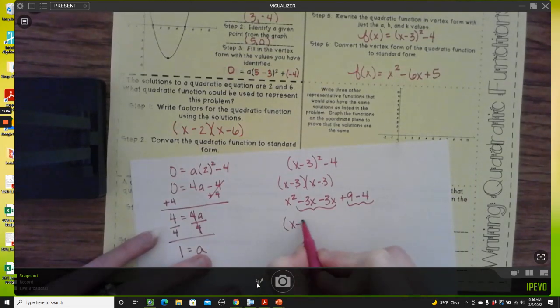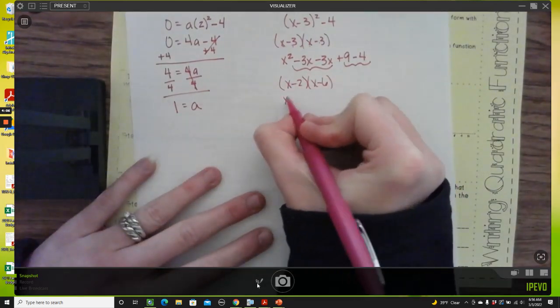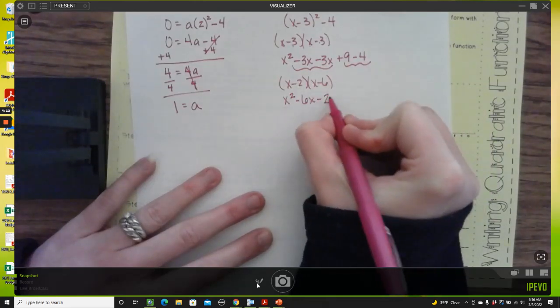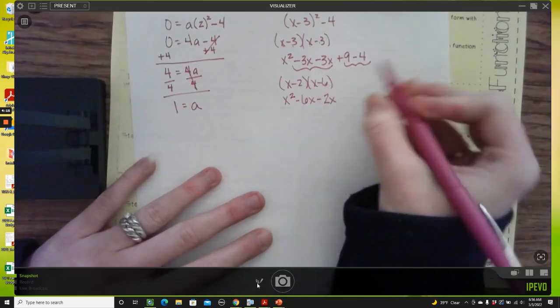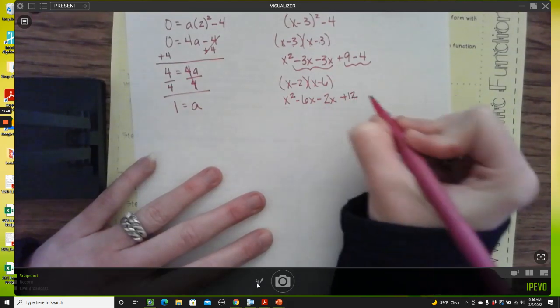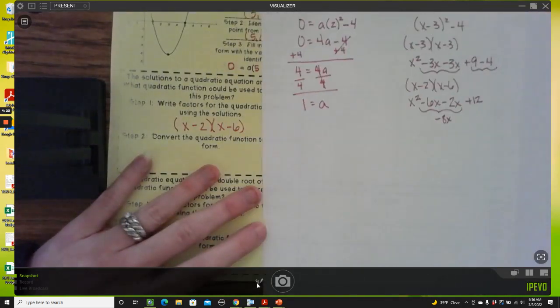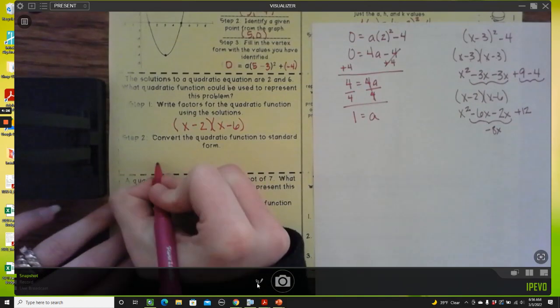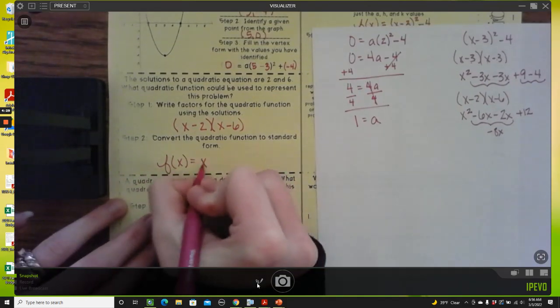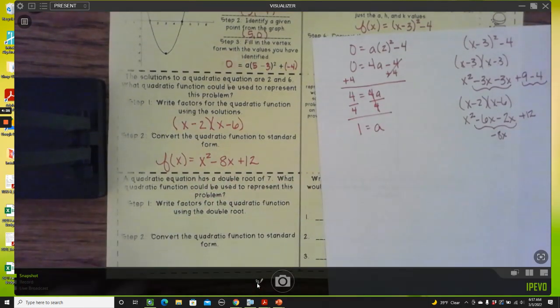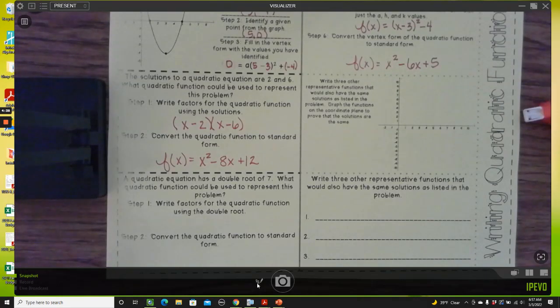So x minus 2, x minus 6, alright, x times x is x squared, x times -6 is -6x, -2 times x is -2x, -2 times -6 is a +12. So if I combine like terms here, I'm going to have a -8x. So the quadratic equation would be f of x equals x squared minus 8x plus 12.